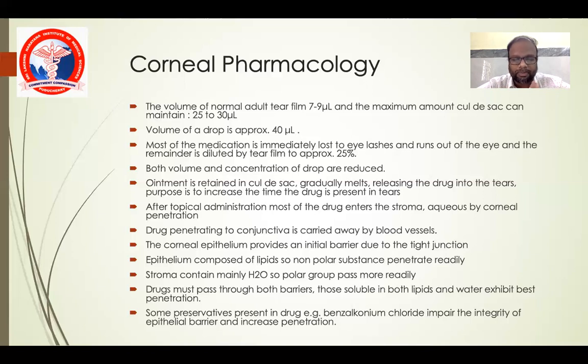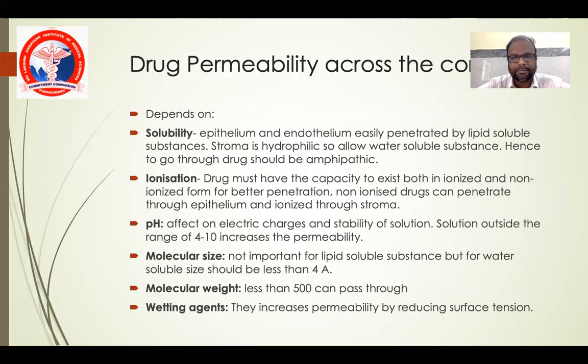The drug must pass through both barriers. Those soluble in lipids and water exhibit the best penetration. Some preservatives present in drugs, like benzalkonium chloride, impair the integrity of the epithelial barrier and increase the penetration. So when you want a drug to penetrate, you have to disrupt the epithelial barrier.